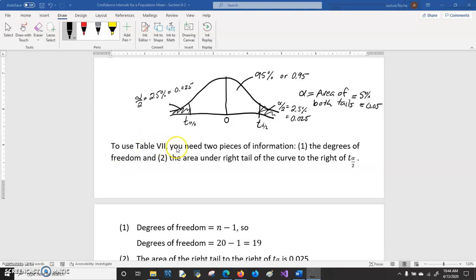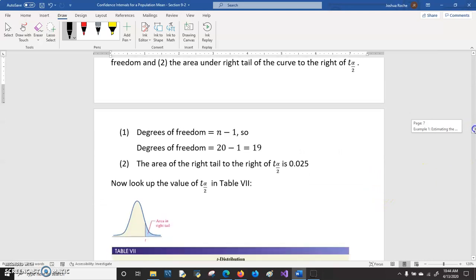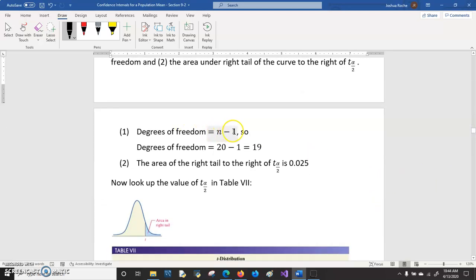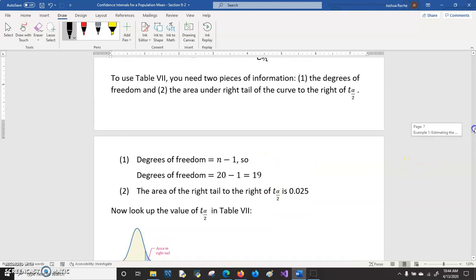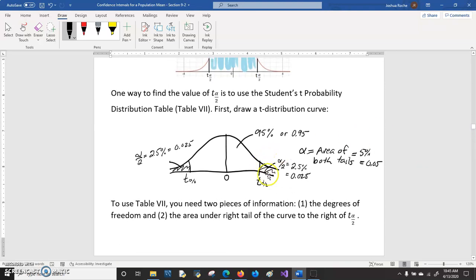To use table 7, you'll need two pieces of information. You'll need the degrees of freedom and you'll need the area under the right tail of the curve to the right of t sub alpha over 2. Degrees of freedom are equal to n minus 1. So the degrees of freedom for this example is 20 minus 1 because our sample size was 20, which is 19. The area of the right tail to the right of t sub alpha over 2 is 0.025. If you go up to the drawing, it's just referring to the area of this right tail. So 0.025.